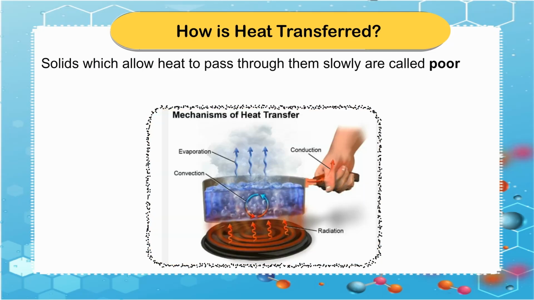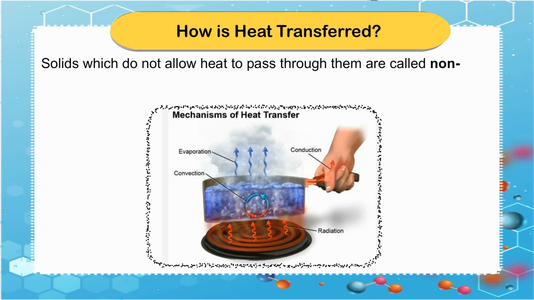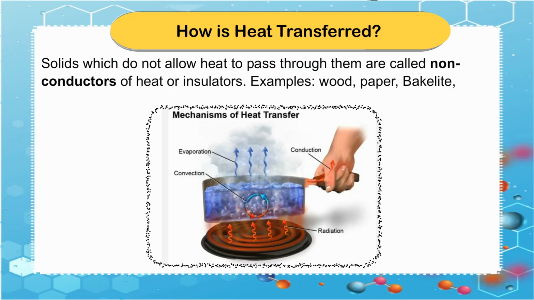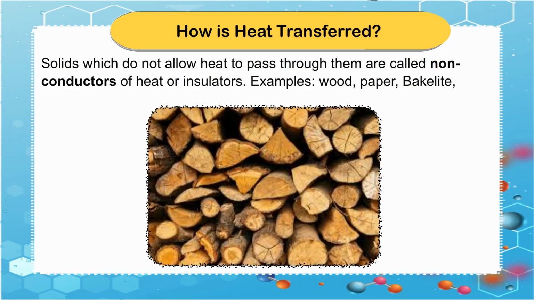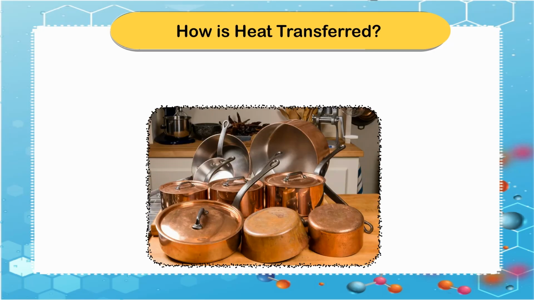Solids which allow heat to pass through them slowly are called poor conductors of heat. Example: glass. Apart from solids, air and water are also poor conductors of heat. Solids which do not allow heat to pass through them are called non-conductors of heat or insulators. Examples: wood, paper, bakelite, asbestos, clay.